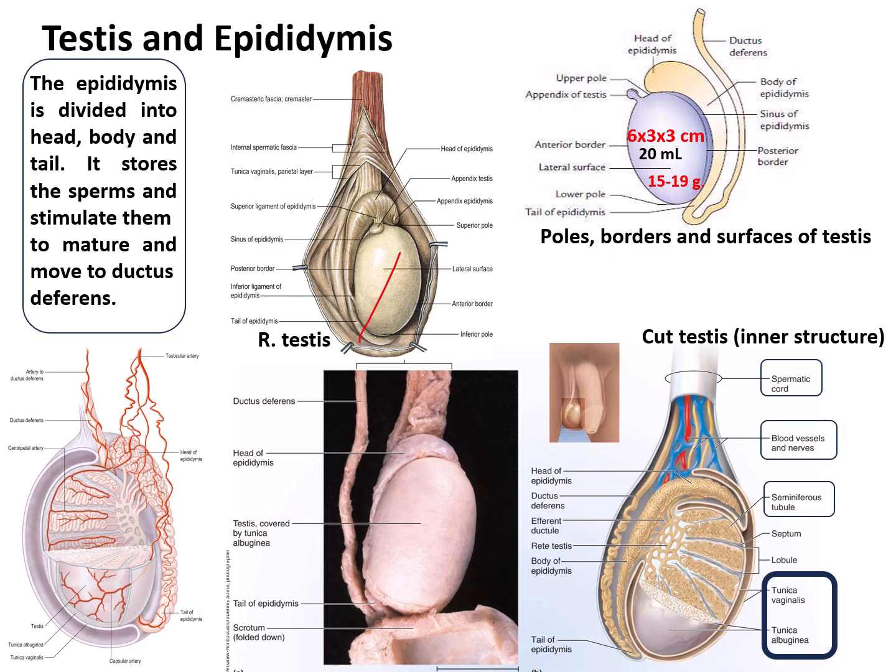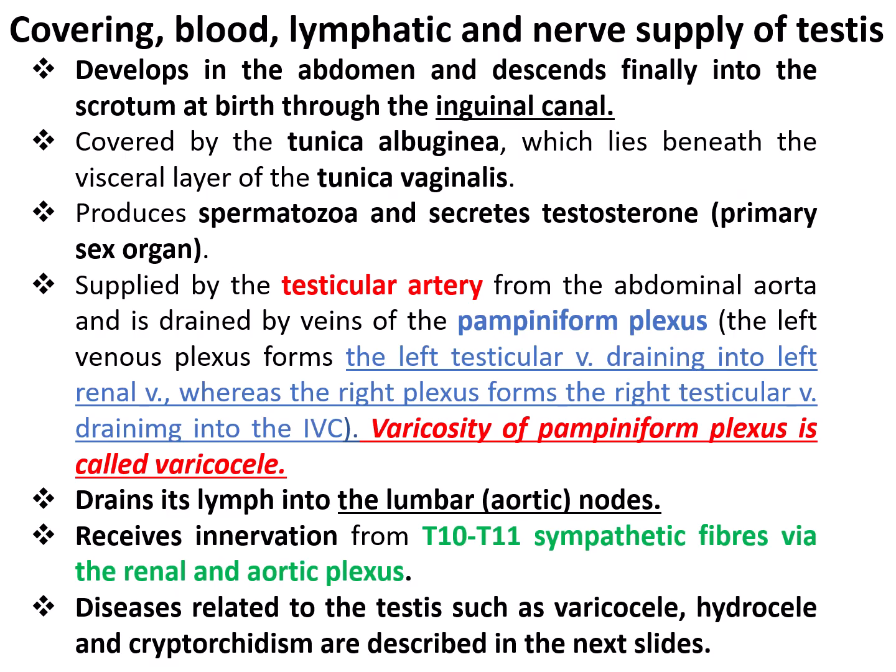Here we study the testis, which is the primary sex organ and important for production of sperm and testosterone. Here are the dimensions of the testis: length, width, and thickness. Here is the volume, and here is the weight. The testis has, as you see here, upper end.